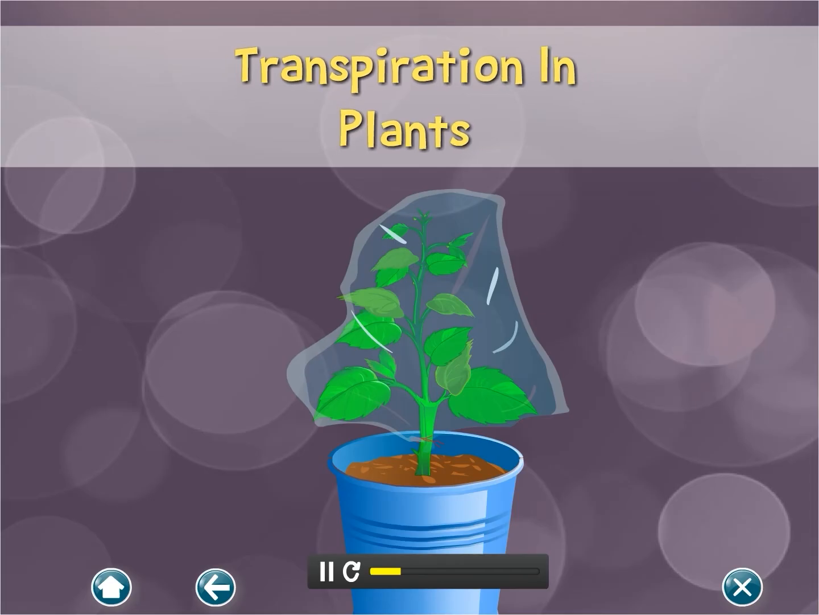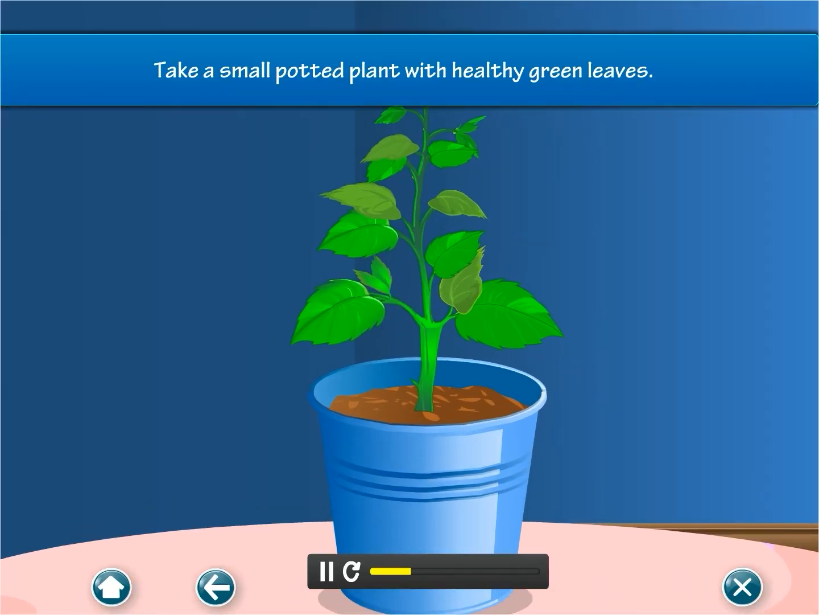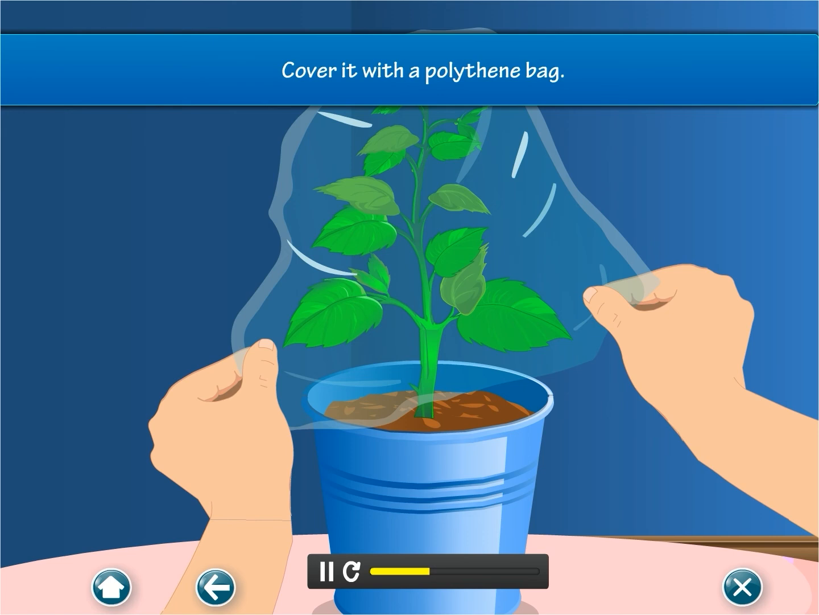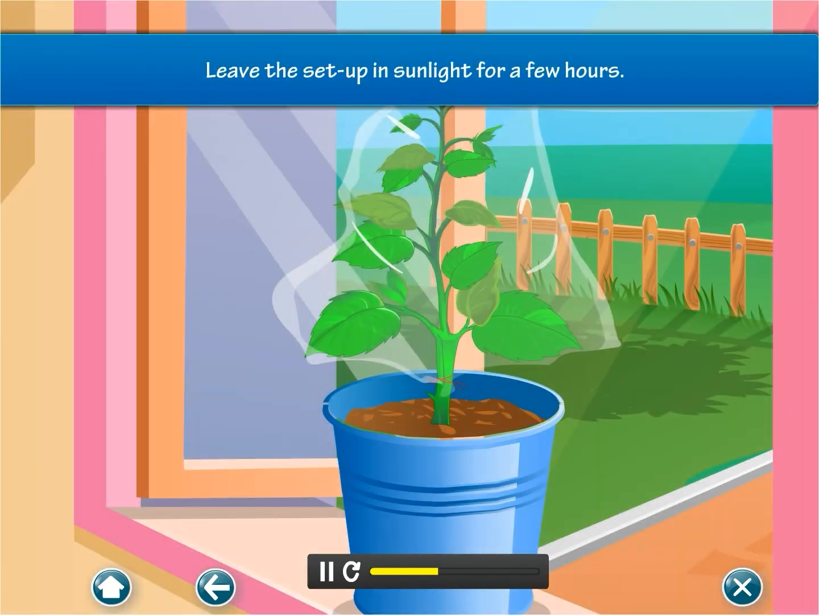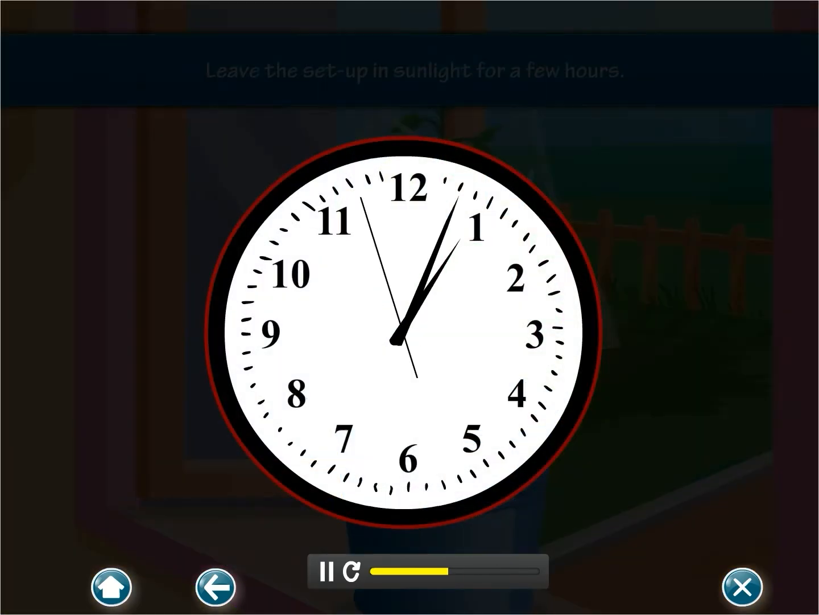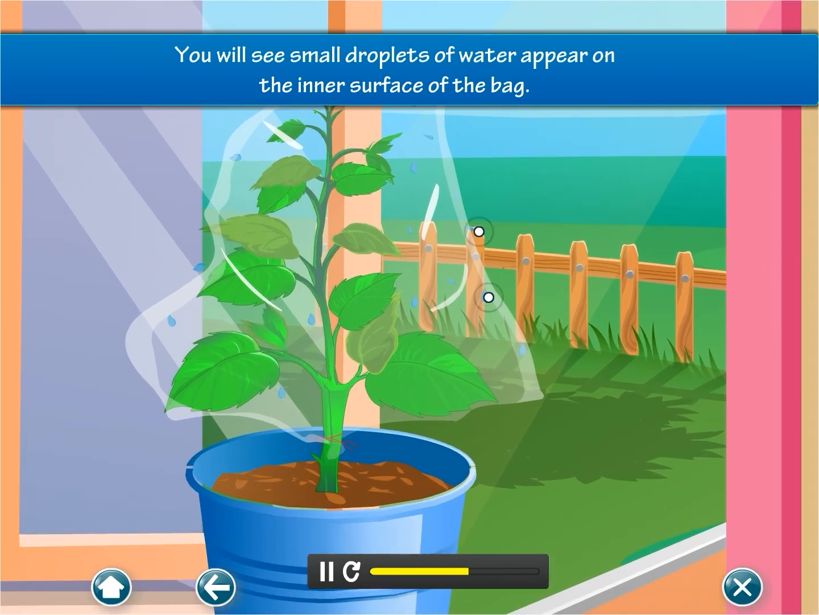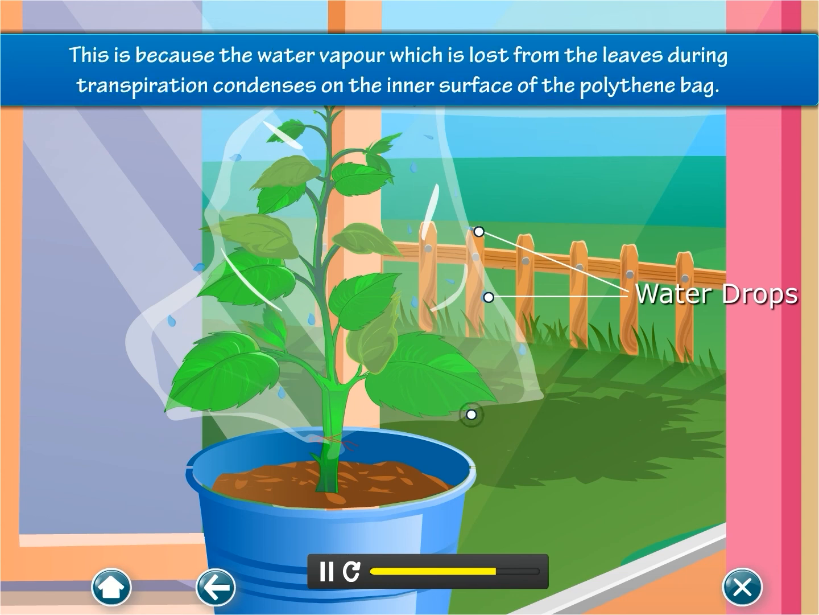Transpiration in plants. Take a small potted plant with healthy green leaves. Cover it with a polythene bag. Leave the setup in sunlight for a few hours. We see that small droplets of water appear on the inner surface of the bag. This is because the water vapor which is lost from the leaves during transpiration condenses on the inner surface of the polythene bag.